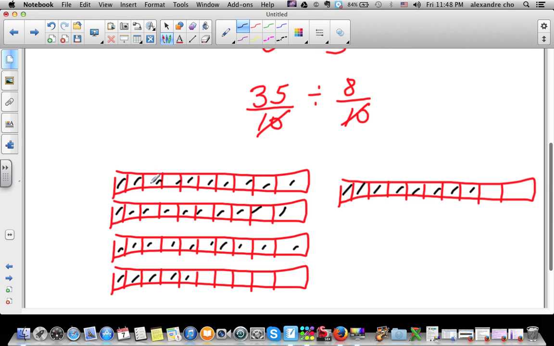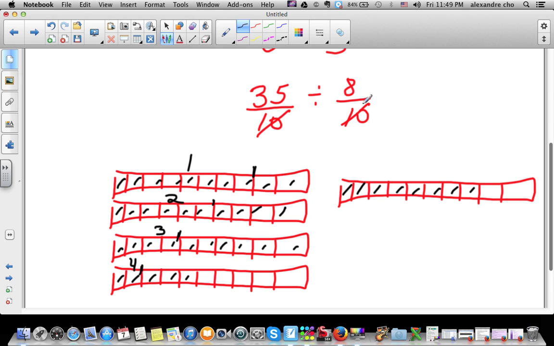I have 30 pieces that are 1/10 size each, and now I want to see how many times 8/10 fit into 35/10. So you can do it: 1, 2, 3, 4, 5, 6, 7, 8. So there, it fit one time. Again 1 through 8, that's 2 times. Then 1 through 8, that's 3 times. And then 1 through 8, and that's 4 times you can fit in there.